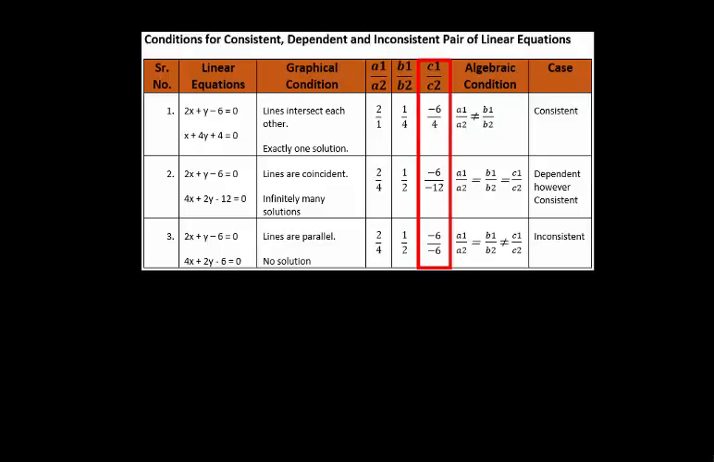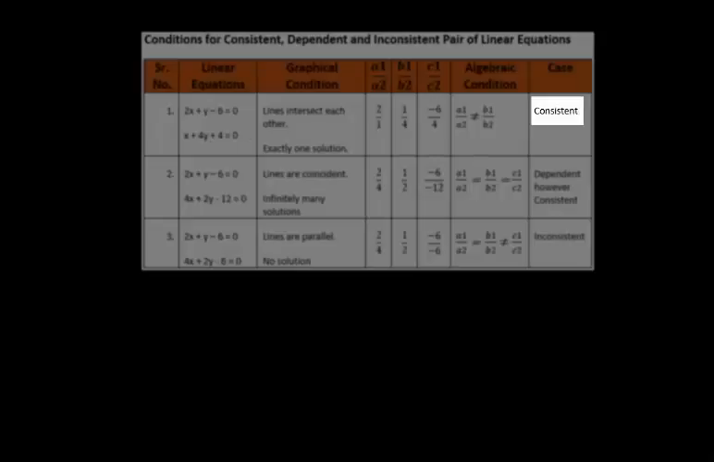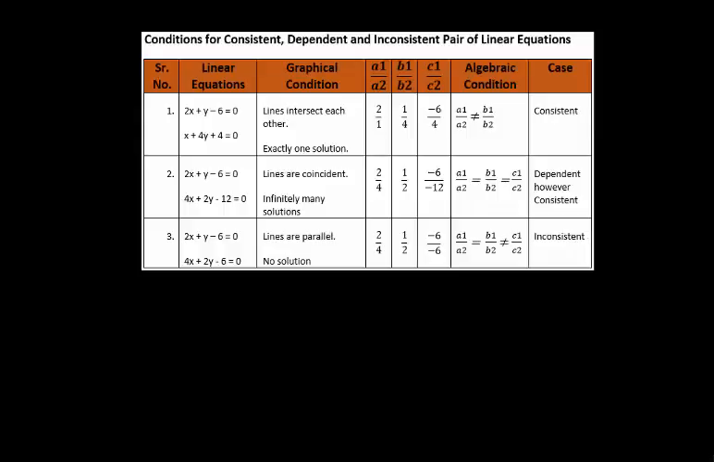And if we take ratio of all these coefficients respectively, we get the algebraic condition of consistent, dependent and inconsistent equations. So if the ratio of a1 to a2 is not equal to b1 to b2, then the linear equation is consistent. If all the three ratios, that means the ratio of coefficient of x, y and the constant term, are the same or equal, the equations are dependent as well as consistent, as there are n number of solutions.